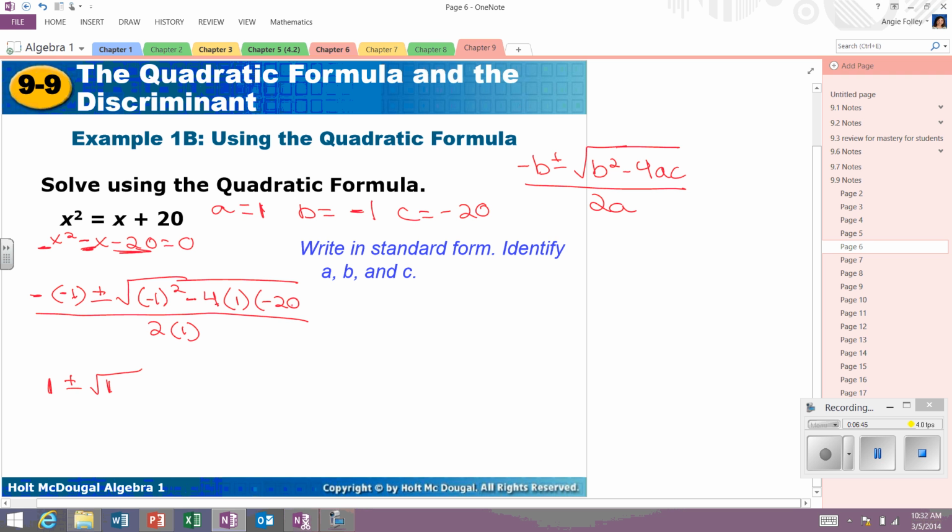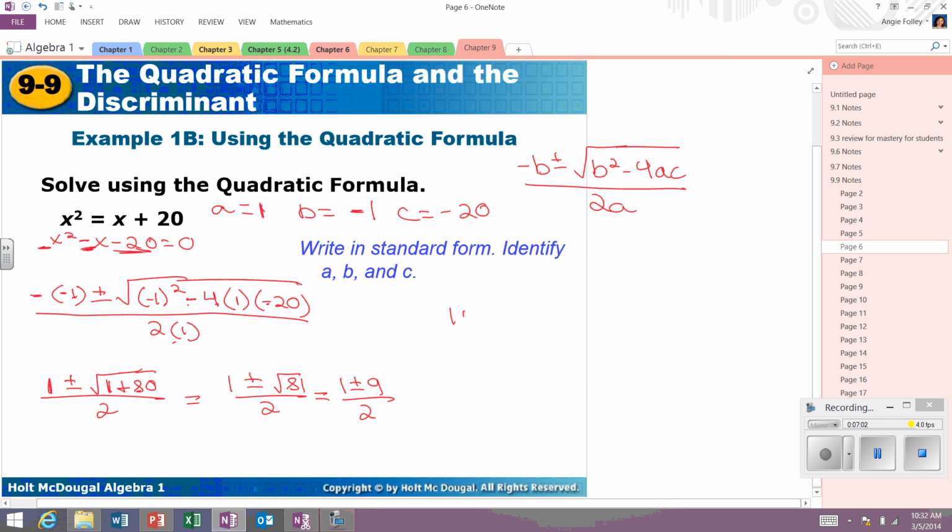And then I have 4 times 20 is 80, but I have a negative times a negative, so it becomes plus 80 all over 2. That is 1 plus or minus square root of 81 all over 2. The square root of 81 is 9. So now I can set up my two solutions.